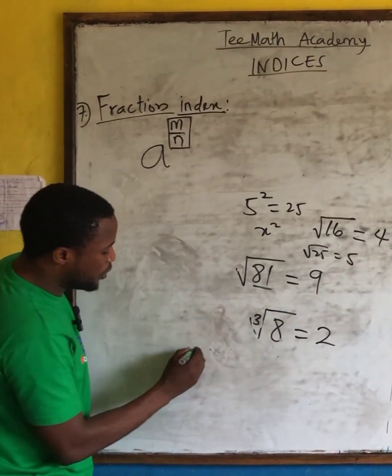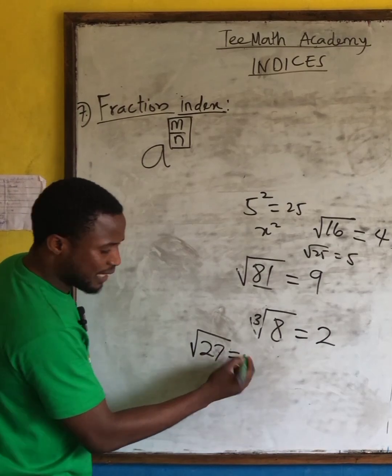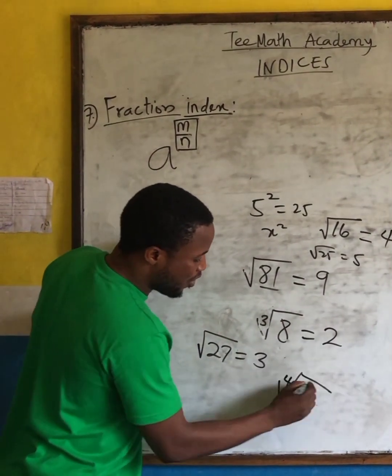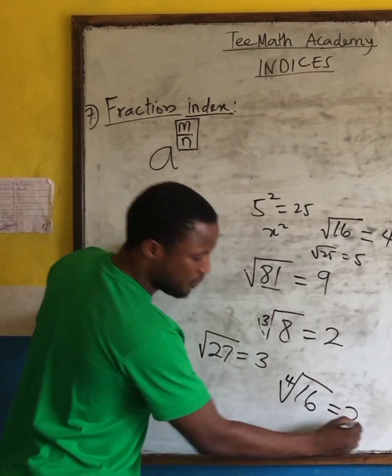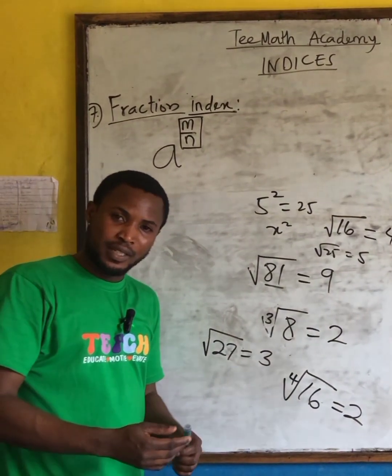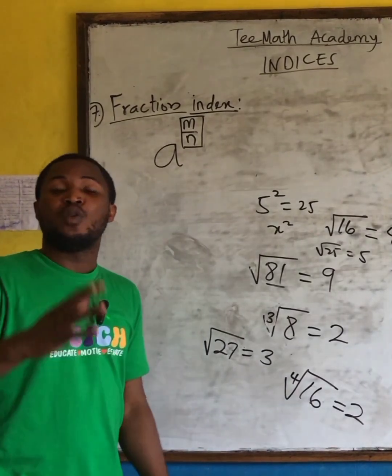I can also have the cube root of 27. That is 3, 3 times 3 times 3. I can have the 4th root of 16 as 2. I'm trying to remind us about roots, okay? It is not only the square root; we have other roots.